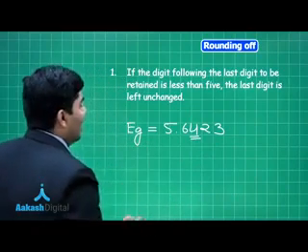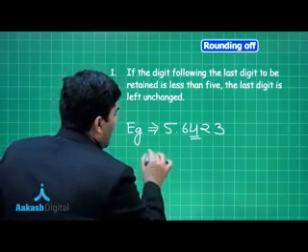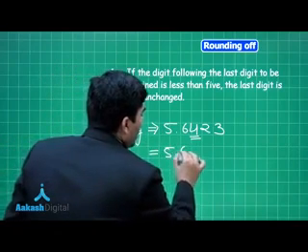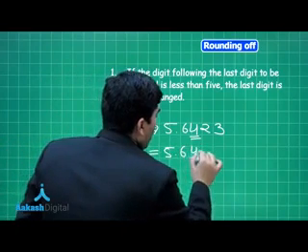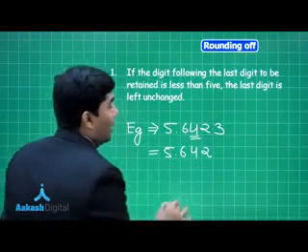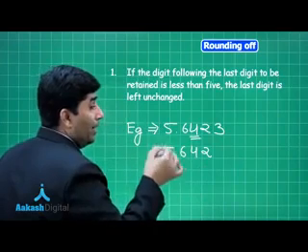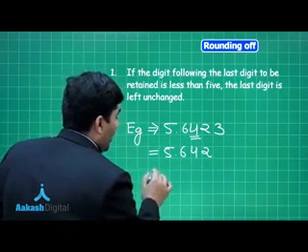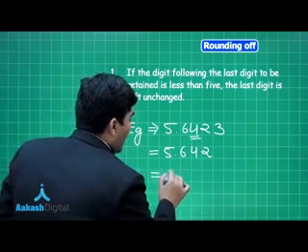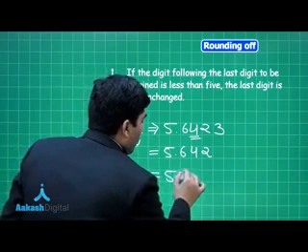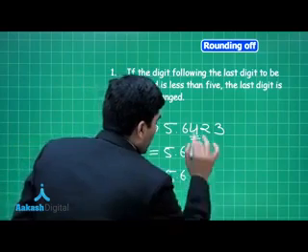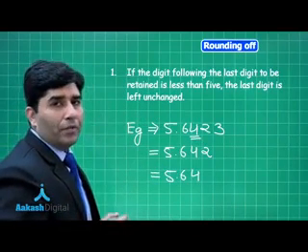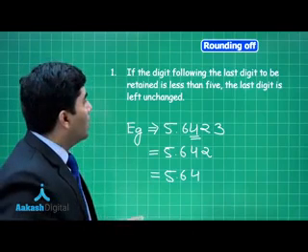It means that if I retain it, it will be 5.642. Since 3 is smaller than 5, that's why we will neglect it. And after that, if I want to retain 4, this will be our final answer, right? Let's go to the next rule.